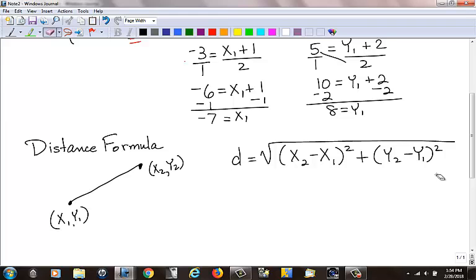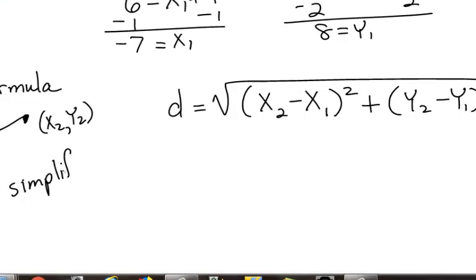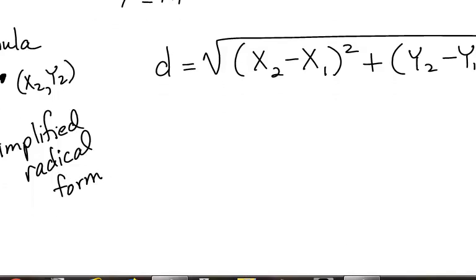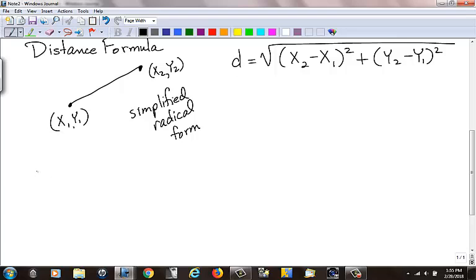And then you just fill in the ordered pairs, and most of the time it will be simplified radical form. Everybody listen up, do not go to decimal form unless the author says to in the directions. If the author says round to the nearest tenth, then go to your calculator. If they just say find the distance, then I want simplified radical form. Okay? Because that's an exact answer. Decimal form's rounded.